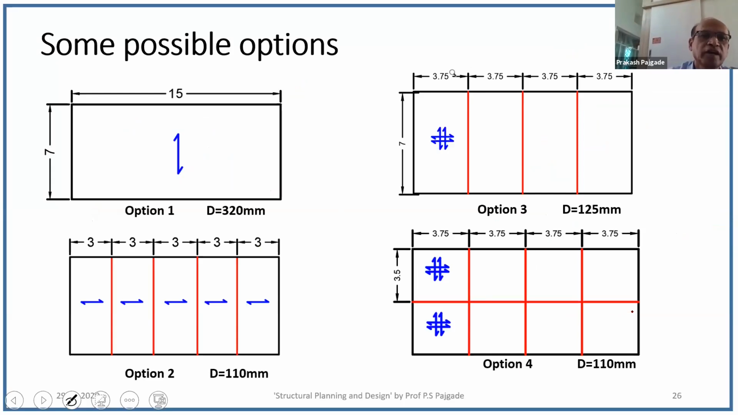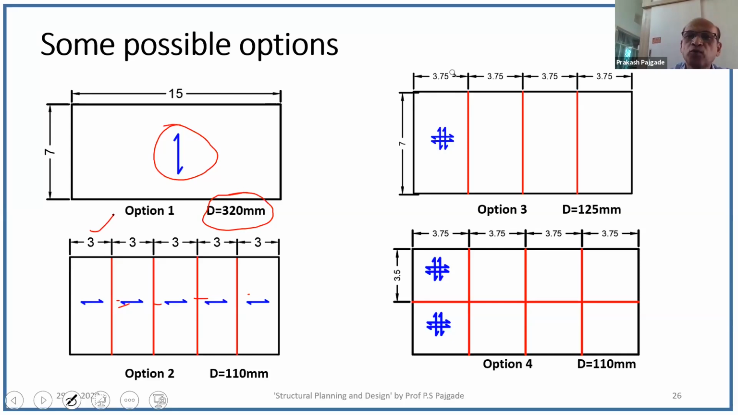This is the first option where only one panel is considered. Thickness of slab required will be 320. Now second option, if I provide intermediate beams so that the span, roughly center to center distance, is 3 meter, then this will be a one way continuous slab and span for slab will be 3 meter. If I calculate thickness required, then depth required for the slab will be 110 millimeter.